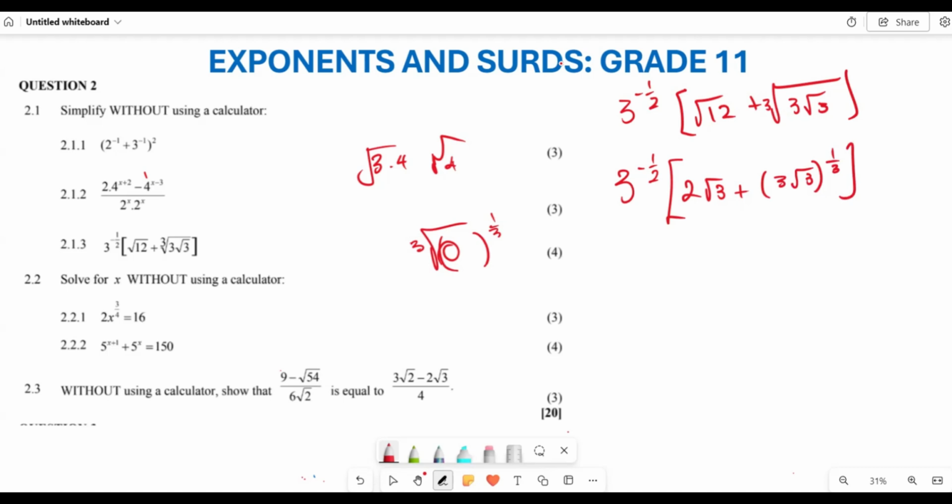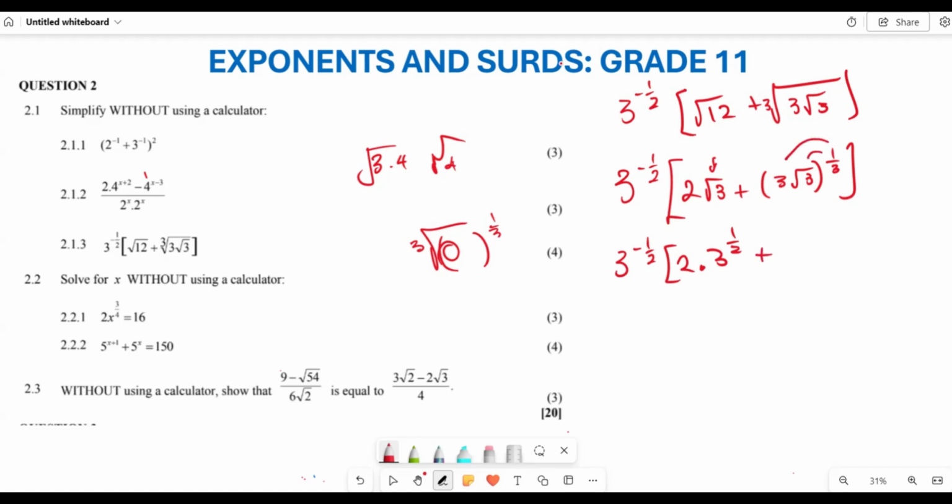And now what is it then that I'm going to do from here? I can still move back and say, I want to get rid of whatever root I have in this bracket of mine. So can you see that this is the same as 3 to the power of negative 1 over 2 into brackets, now this is going to be 2 multiplied by 3 to the power of 1 over 2. So I'm getting rid of this square root here. So this is also going to be multiplied by, can you see the 1 over 3 is applicable here and is also applicable here?